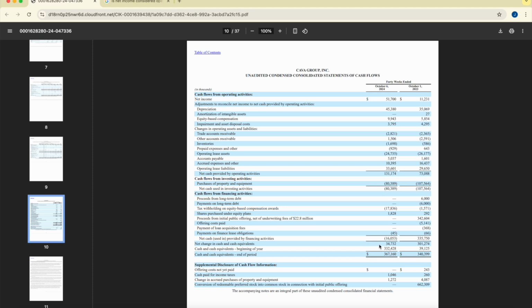And at the bottom of the cash flow statement, we can see the changes. This is the cash flow at the beginning of the year, and this is the cash flow at the end of the year. I hope this helped you get a basic understanding of the cash flow statement, and good luck on your analysis.